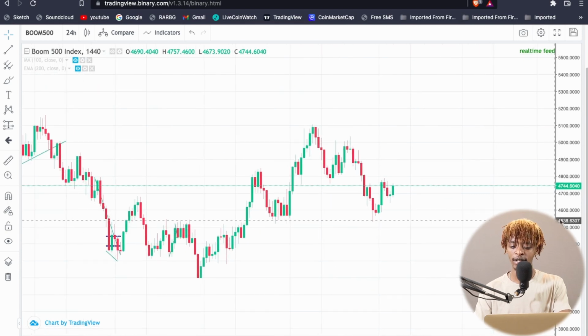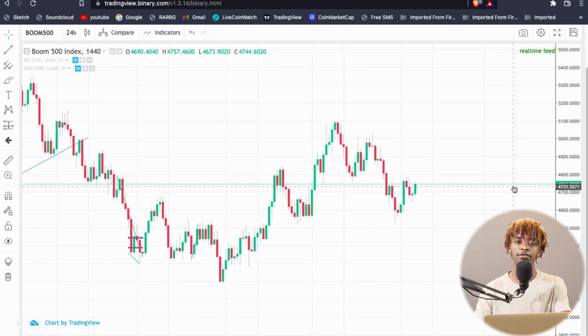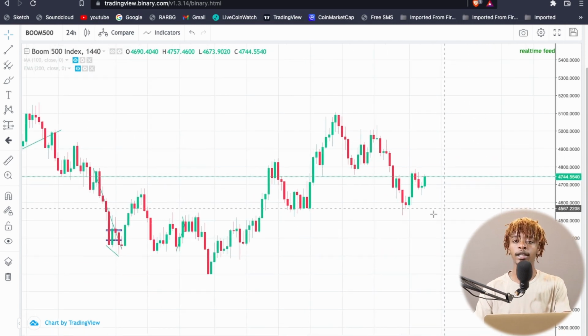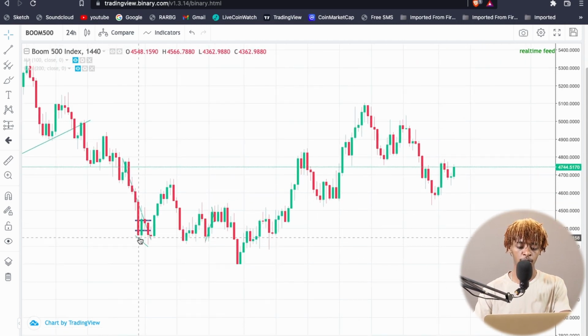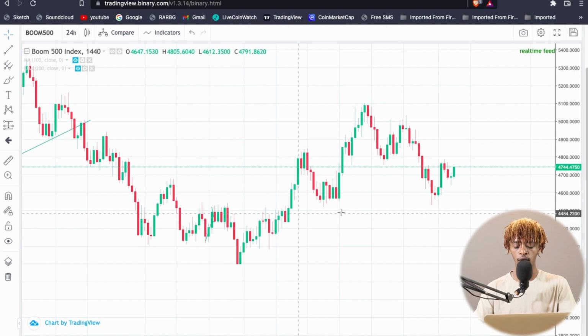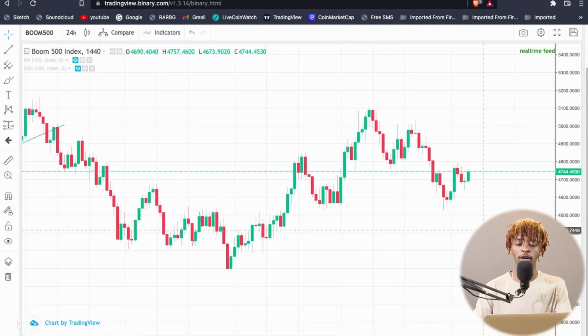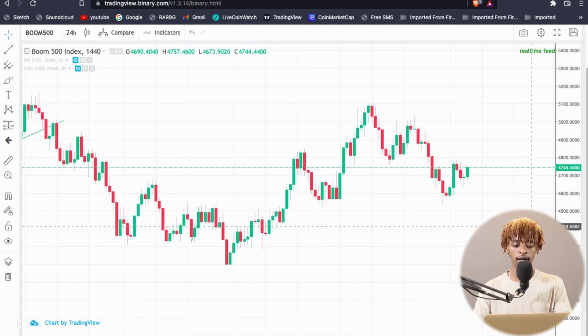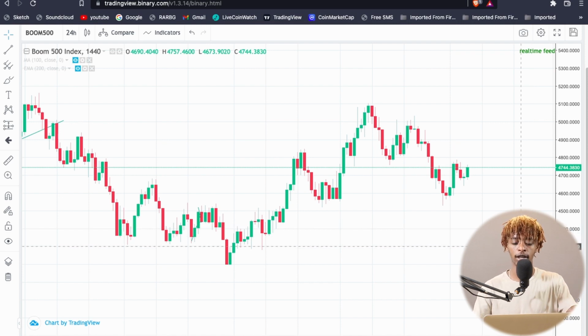Then after choosing your time frame, the next step is cleaning your chart. If you have previous objects like this, you need to remove them in order to see the chart clearly. It will help you to see the market without any obstacle. So this is the clean chart of Boom 500 on a daily time frame. Since today is Monday, we have a big week ahead of us.